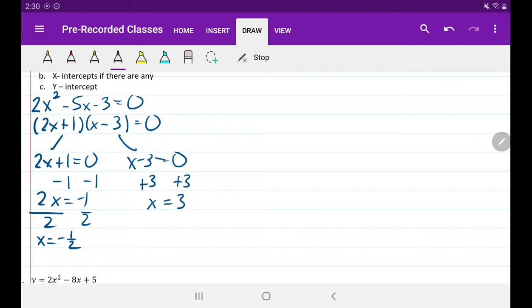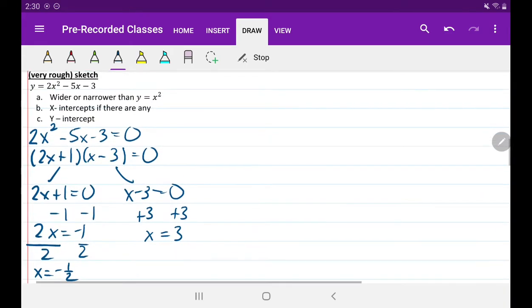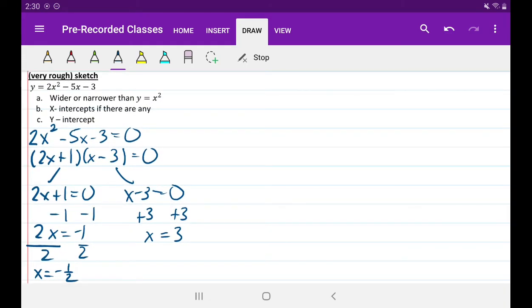Okay, and then we can go ahead and start giving our answer. Well, the parabola is going to be narrower than y equals x squared because your a term is 2.